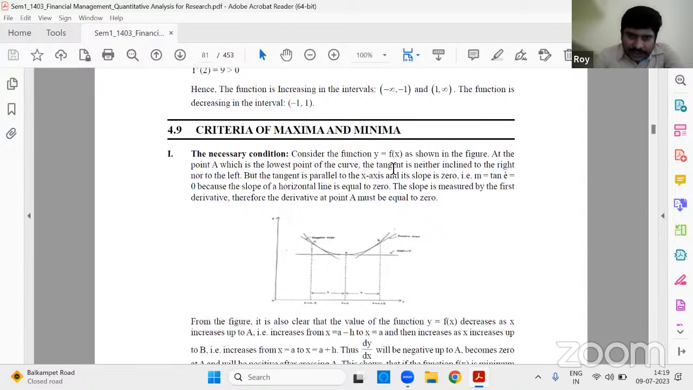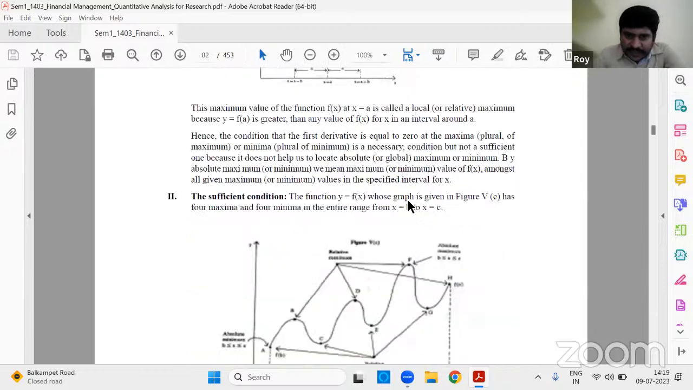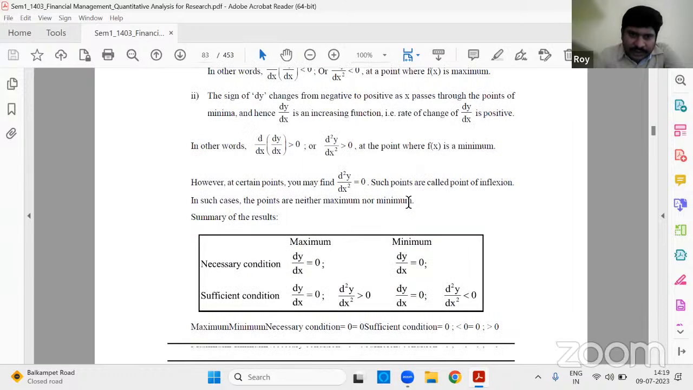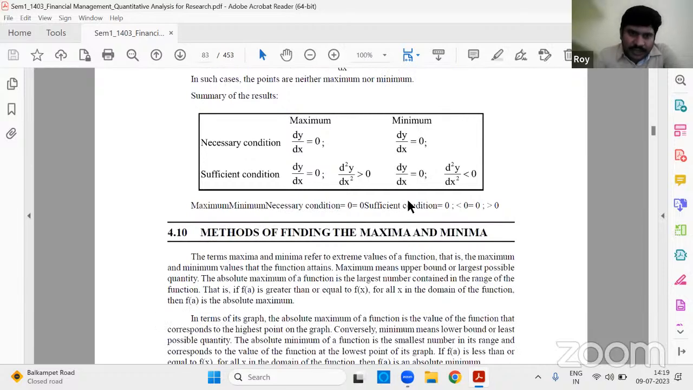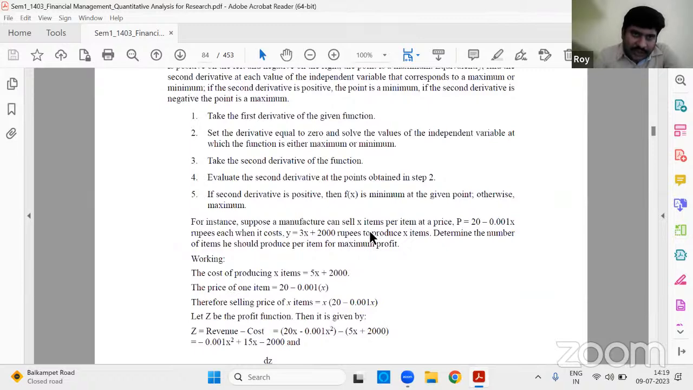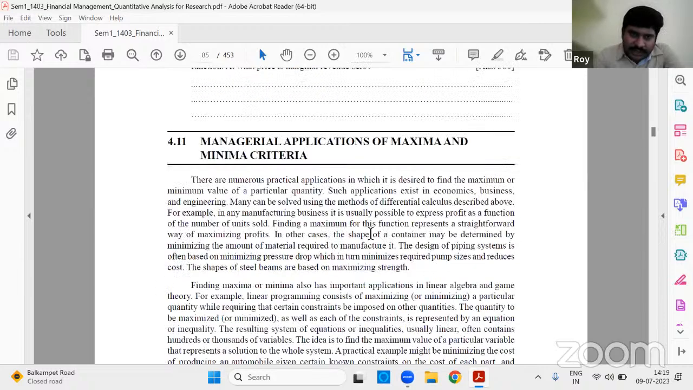Criteria, the necessary condition. If you read this, you will understand. The sufficient condition also, go through the content and you will understand this. There are different methods in finding the maximum and minima in the derivatives. Okay, the revenue, cost, and the production items, etc. These are a few examples they have given. Okay, even there are some managerial applications of maximum and minimum as well.